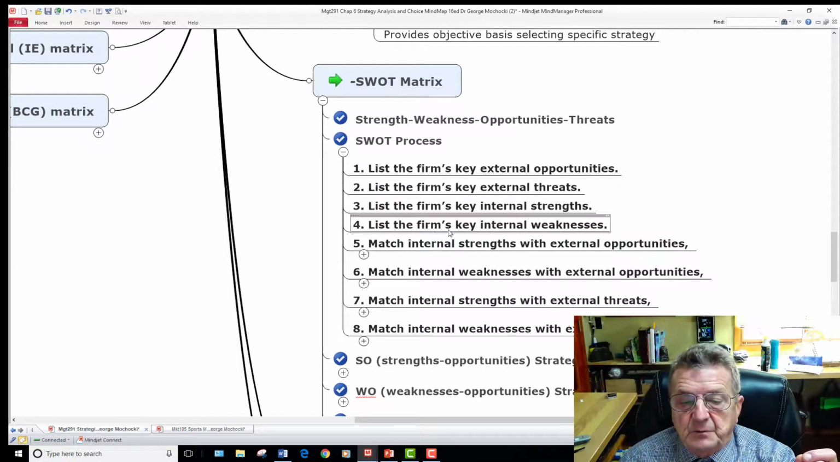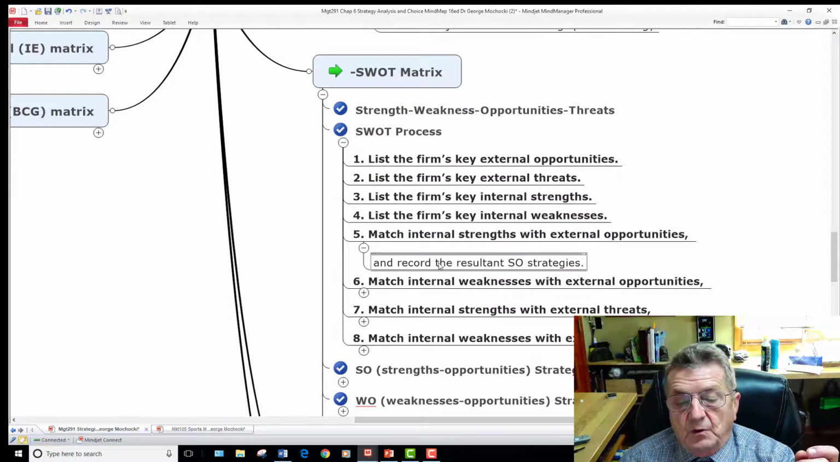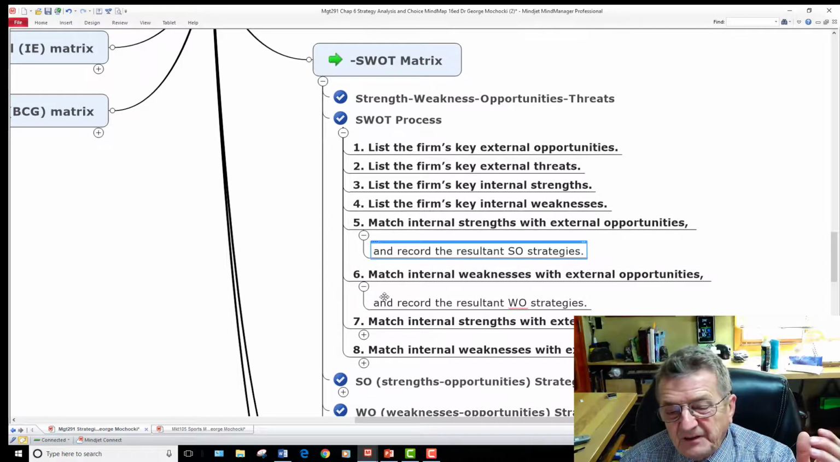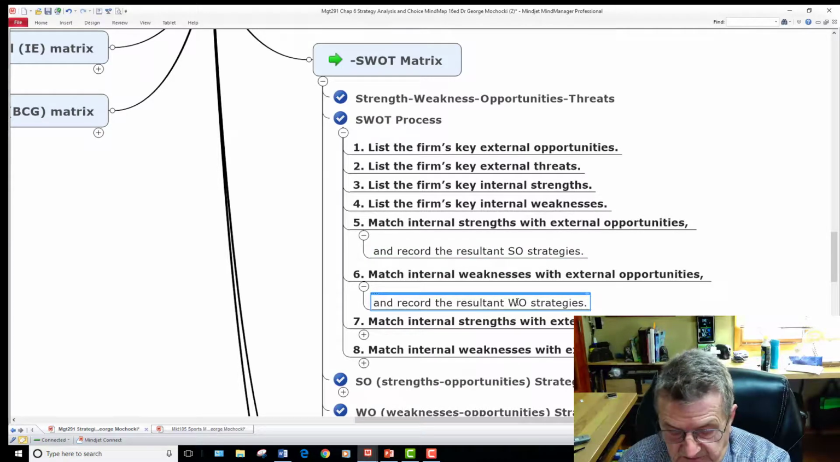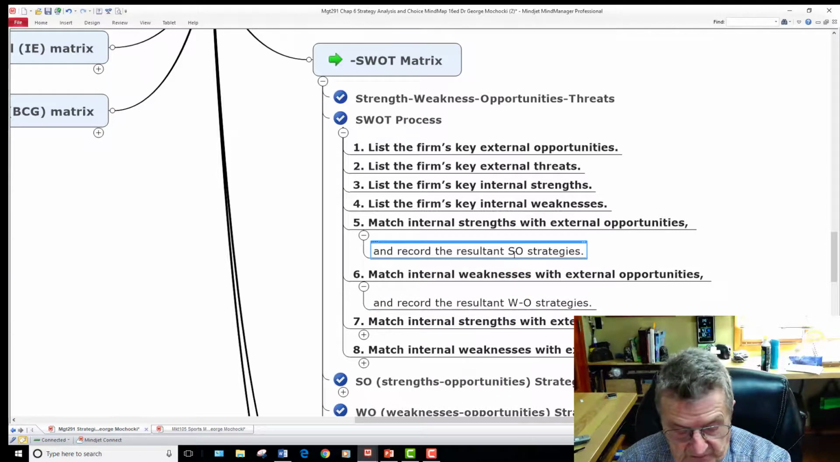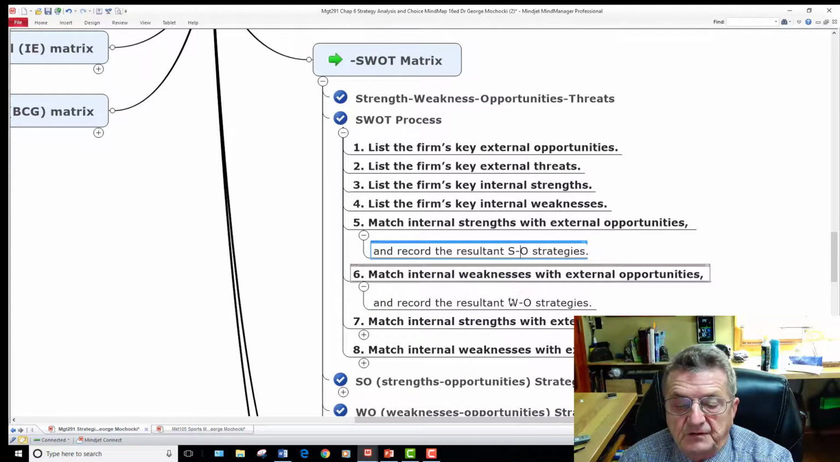Okay, list the firm's key internal weaknesses, and then I match them. Record the resulting strengths to weaknesses. And then the other one, and it makes sense when you look at the book, is to record the resulting... Let me just put this in here with a dash, because some people are looking at it as basically my weaknesses and my opportunities, so my plan may be that way. Okay, this makes it a little bit easier, I think, for individuals to see.